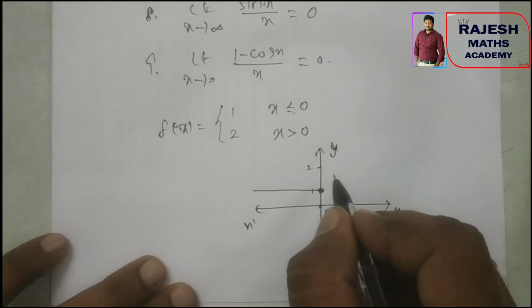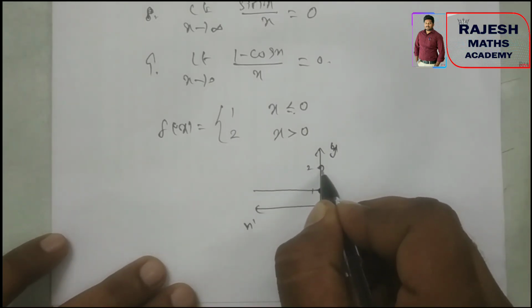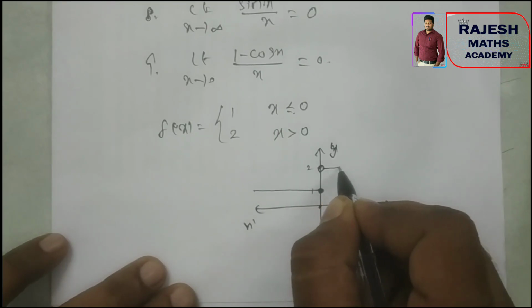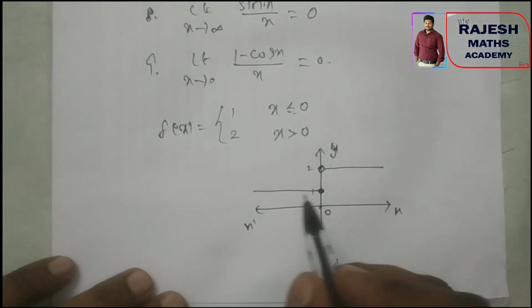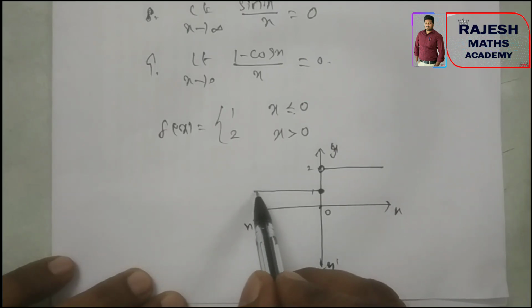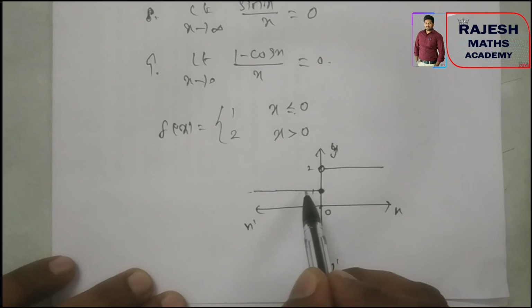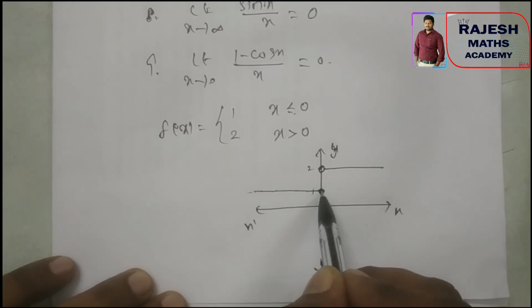Next, x is greater than 0 means it is 2. So I need to draw a small circle because 0 is not included. Right side of 0, it is equal to 2. So now see the graph. If you are traveling from the x values minus 5, minus 4, minus 3, minus 2, minus 1, 0, up to that the value of the function is 1.